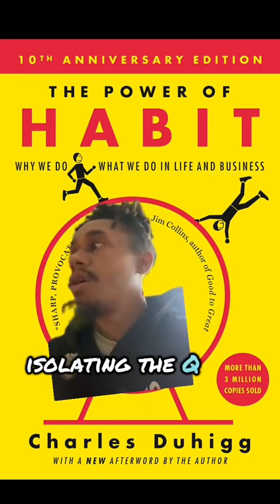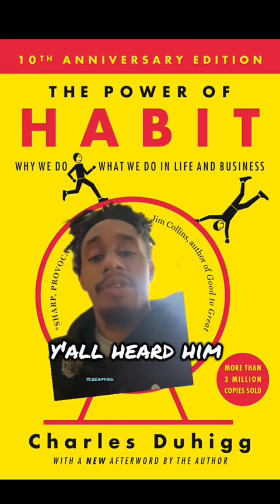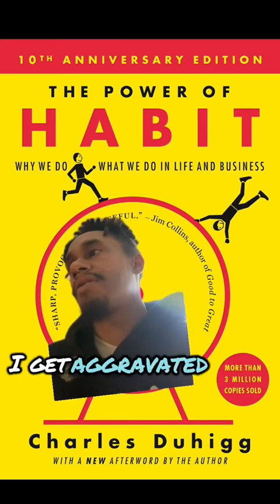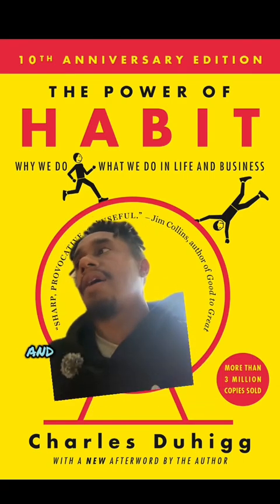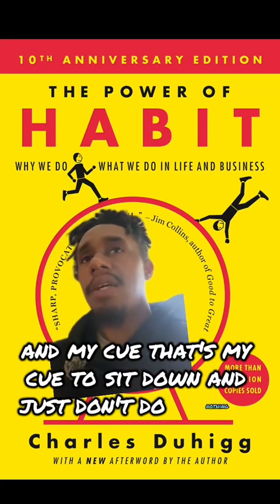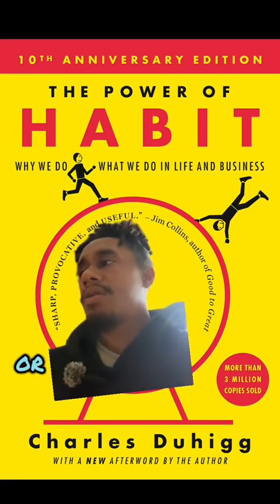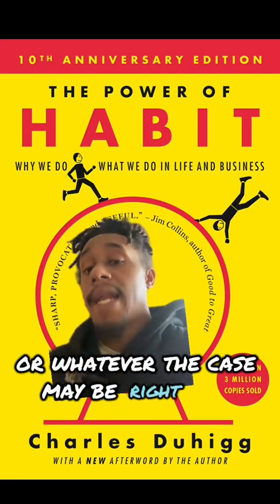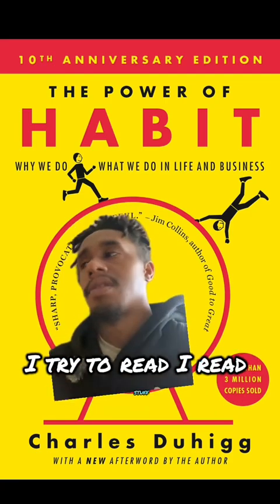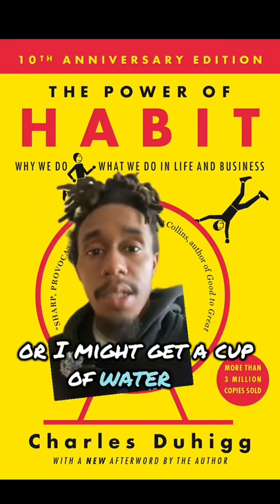Isolating the cue. And the cue is like, okay, for instance, y'all heard him screaming in the background. I get aggravated with certain stuff and that's my cue to sit down and just not do anything. Be quiet for a second maybe. You know what I'm saying? Or whatever the case may be. Like now I try to read. I read now and stuff. Or I might eat a snack of some sort. Or I might get a cup of water or something. You know what I'm saying?